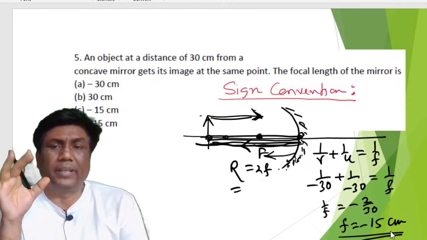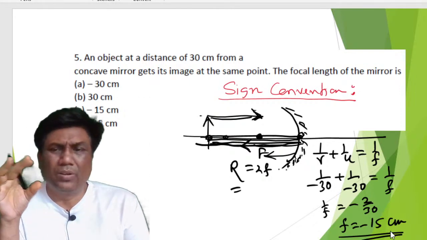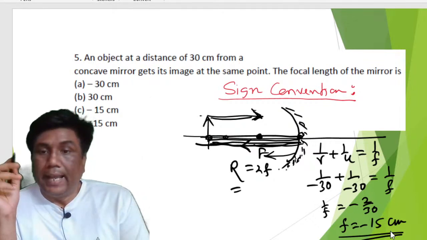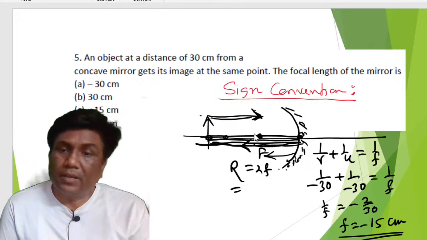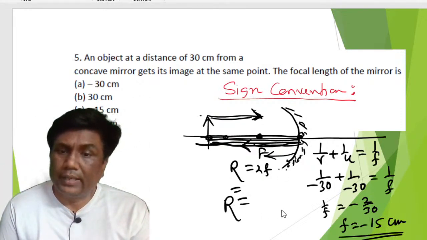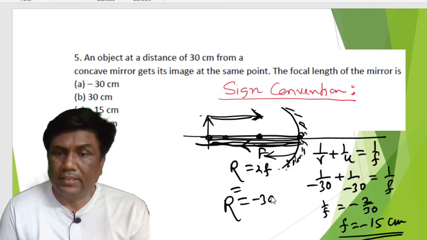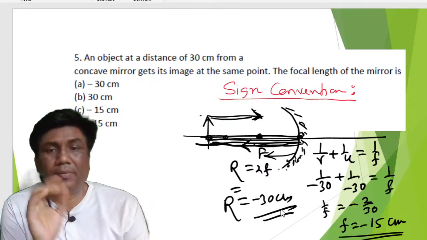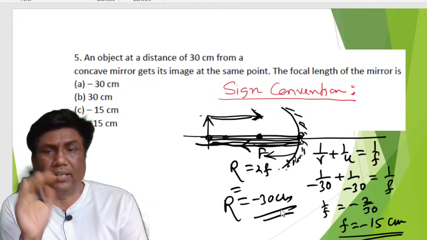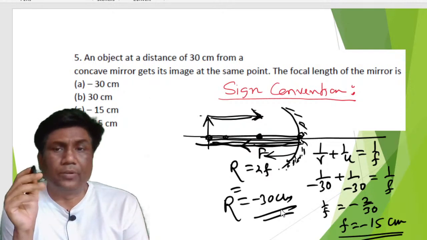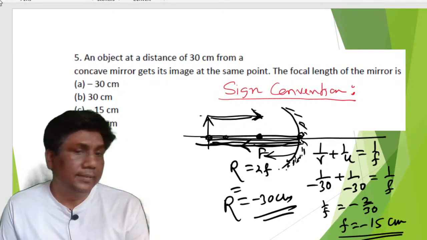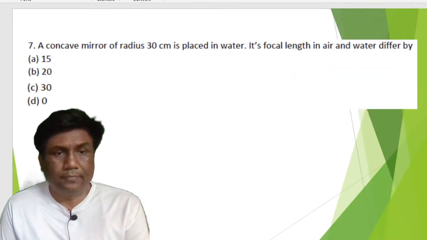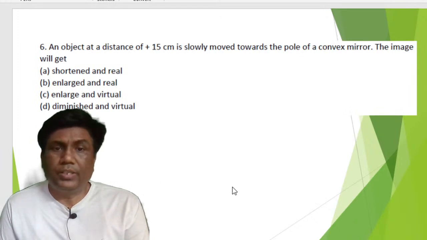Minus means it is a concave, okay. Concave lens or concave mirror both have negative focal length. And if you are asked to calculate the radius of curvature of the mirror, you can calculate it; it is minus 30 cm. Also you should learn that when the object is placed at the center of curvature, the image is also produced at the center of curvature only, for a concave mirror. That is a common thing; actually, we can discuss it from the ray diagram. So please go through this problem.